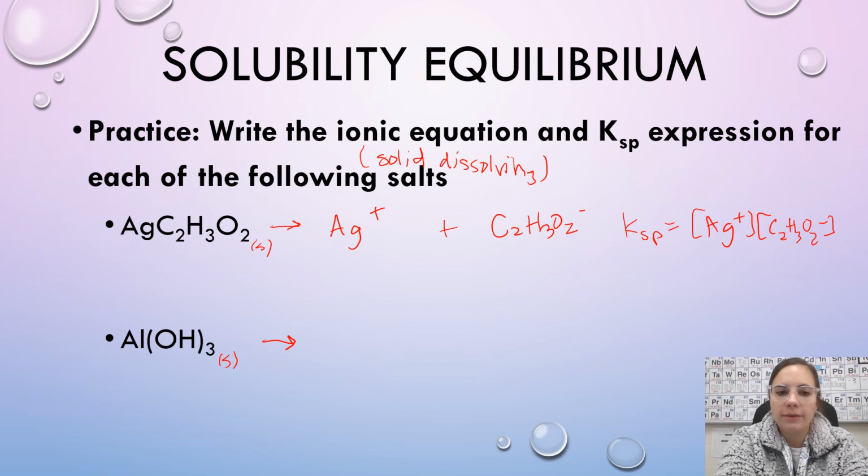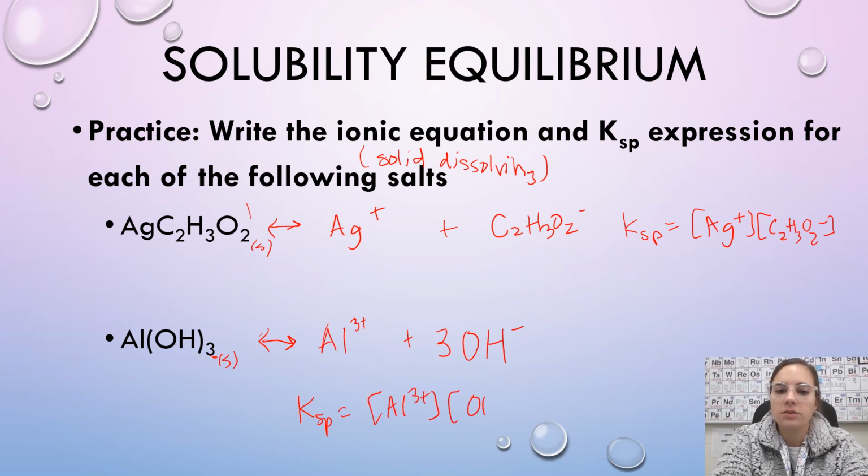All right, so now we have to remember to think about how many ions there are. So now we don't just have 1 and 1. So aluminum is a 3+ ion plus 3 hydroxide ions, okay? So for this one, the Ksp is the concentration of aluminum ions times the concentration of hydroxide ions cubed. We've got to raise it to the coefficient.